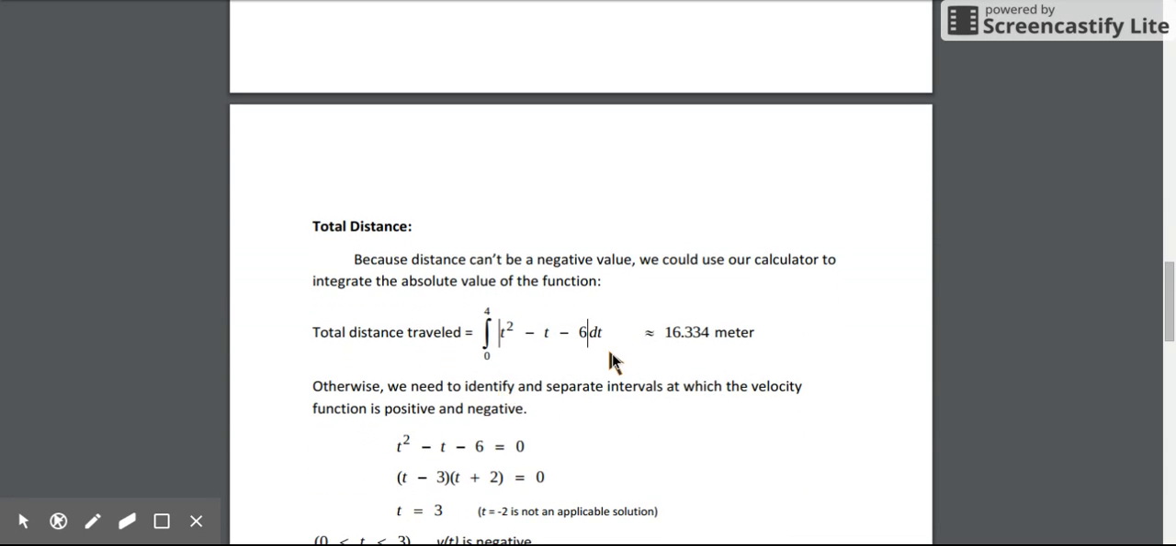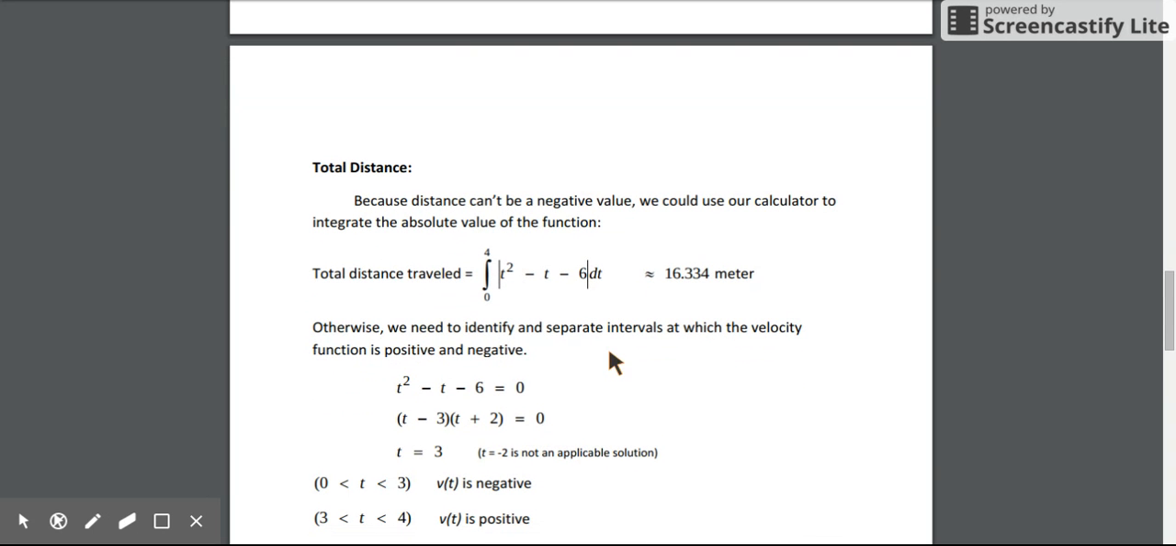Let's talk about the total distance this object traveled. So because distance can't be a negative value, we have to make sure and evaluate the absolute value of our velocity function. And we can just plug this into our calculator using an integral function and hit enter, and it'll tell us the total distance at which it traveled, and it will always give us a positive result. So this object traveled a little over 16 meters total.